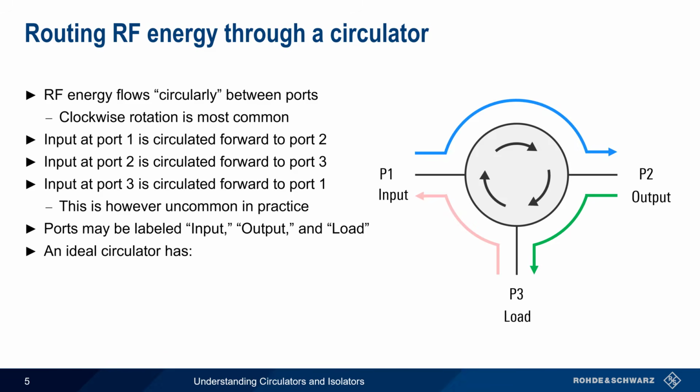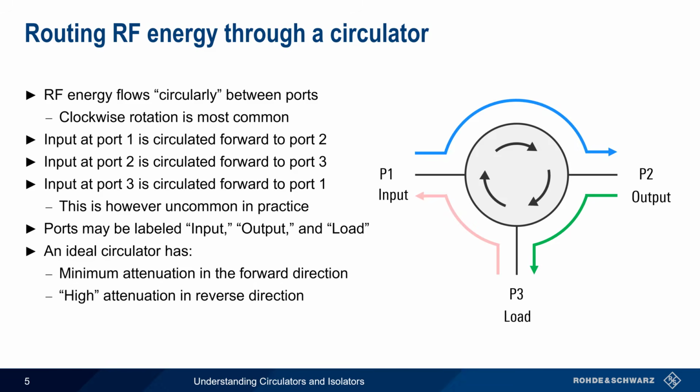Ideally, a circulator would introduce little to no attenuation or insertion loss in the forward direction, but would have high attenuation or isolation in the reverse direction. That is, signals would be routed unidirectionally clockwise, with no signals leaking in the counterclockwise direction.